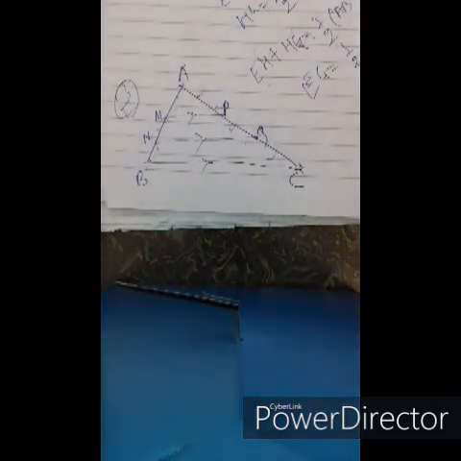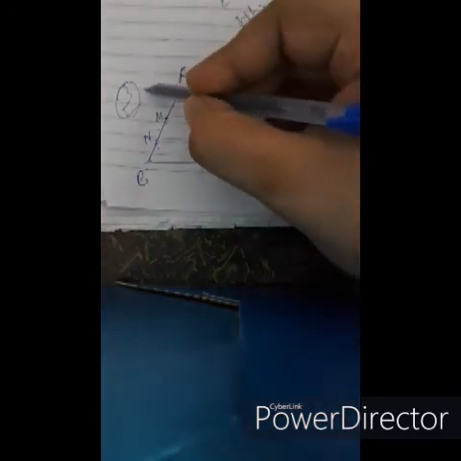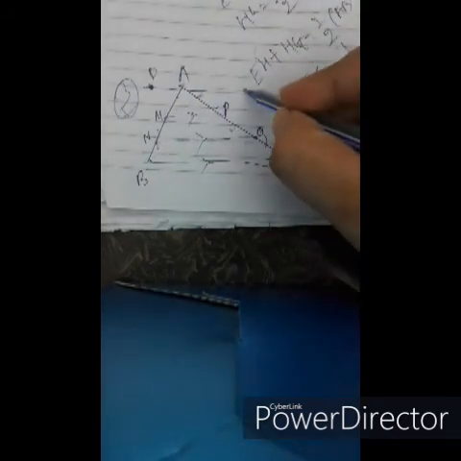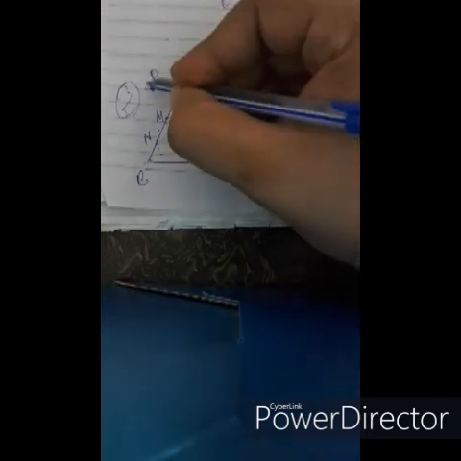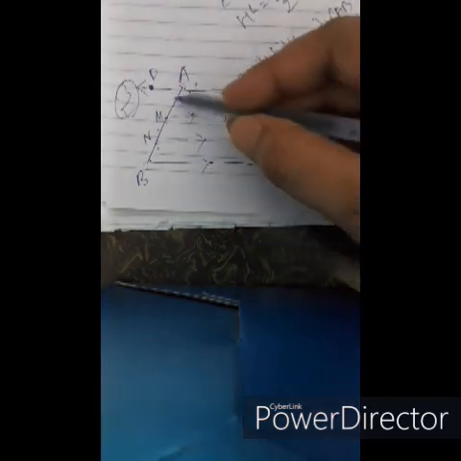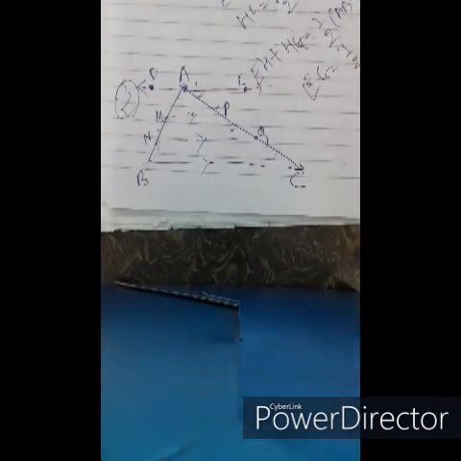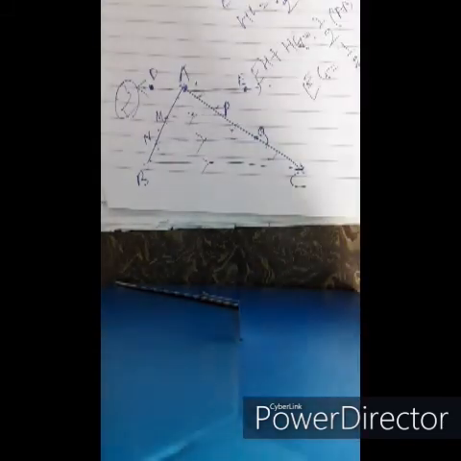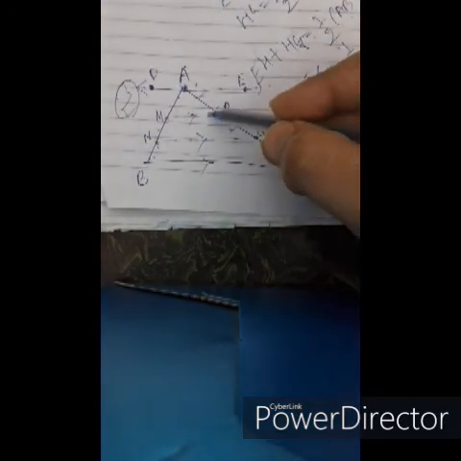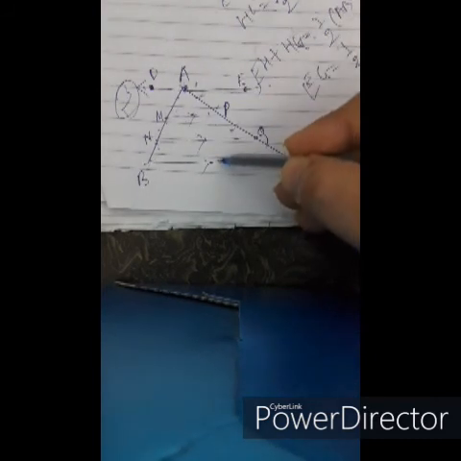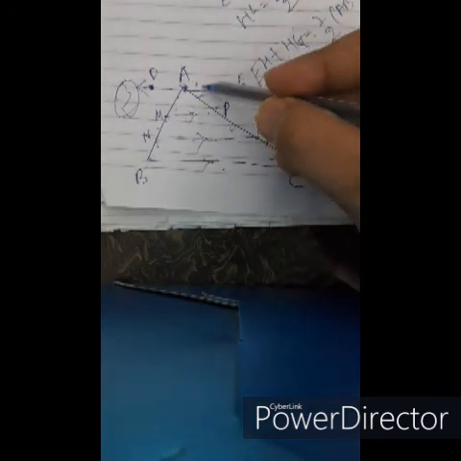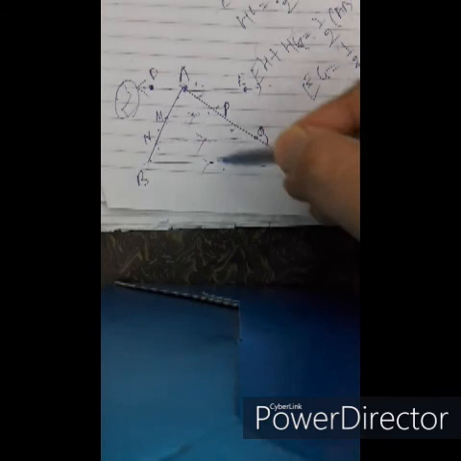So we have to make a construction here first. We have to draw DE, a line through A such that DE is parallel to BC, which makes it parallel to all the 3 lines. So DE is parallel to BC, MP is parallel to BC, NQ is parallel to BC. So DE is parallel to MP, parallel to NQ, parallel to BC.